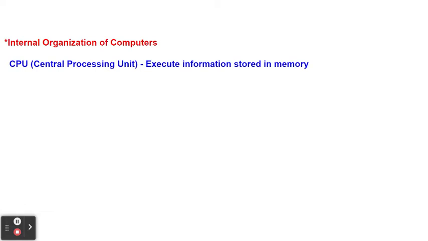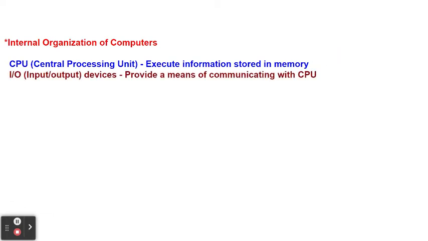The internal organizations of computers. First, let's talk about the CPU. CPU stands for Central Processing Unit. This executes information stored in memory and is the most important part of a computer because it serves as the brain of the computer. When you say I/O, it means input output, and when you say I/O devices, this means the devices that provide a means of communicating with the CPU.